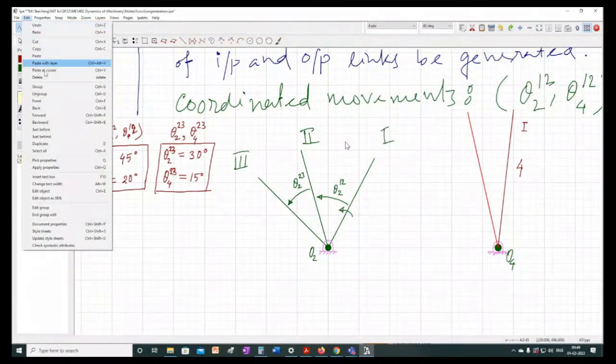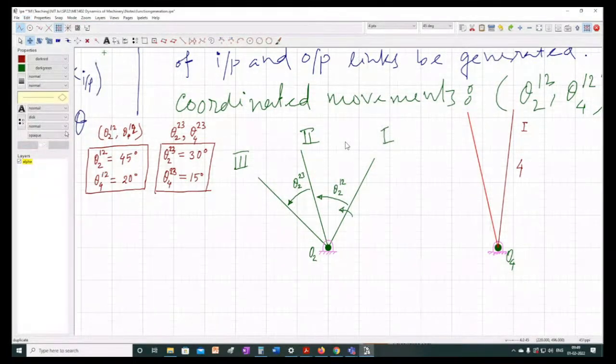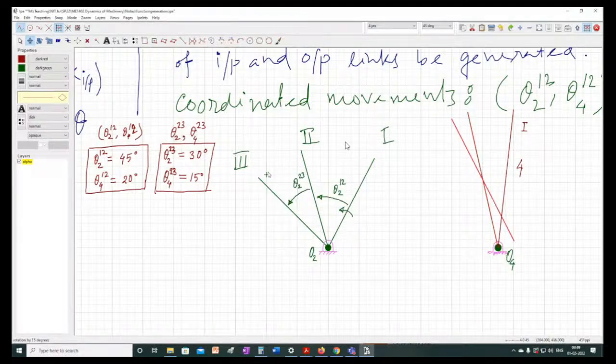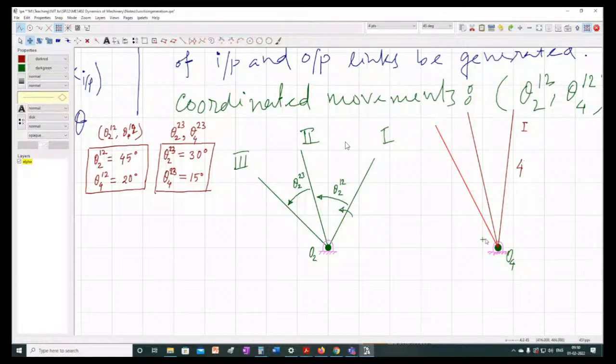Similarly, for the next pair of coordinated movement, how much should we rotate it? 15 degree. So we rotate 15 degree. Remember that for our drawing we are doing so, but it will be given. Somebody will ask you that I want a mechanism like that. Please design it for me. So we go and write down the positions. This is position 2 and this is position 3.